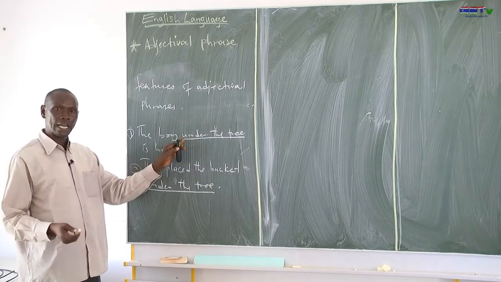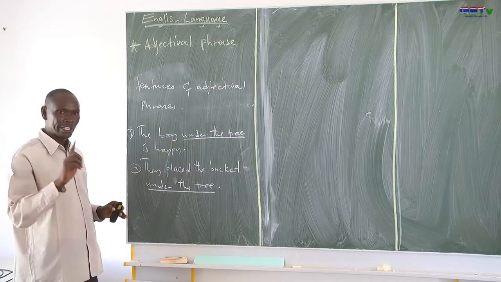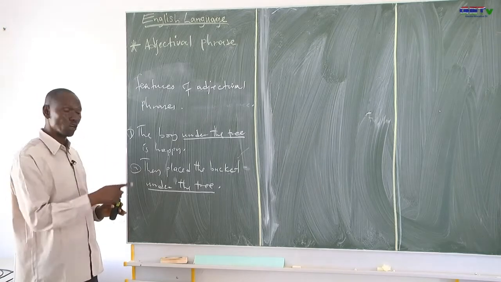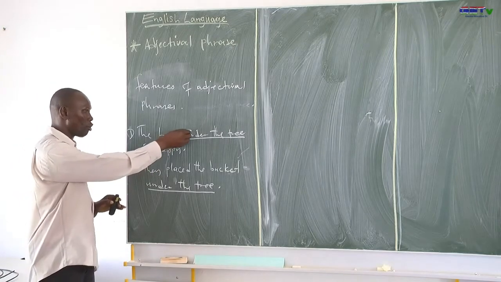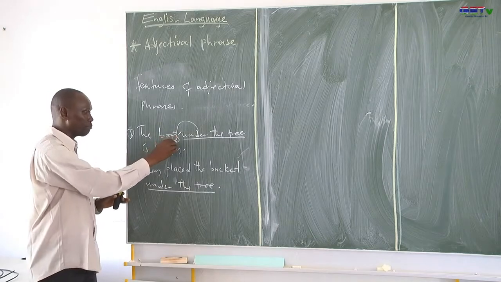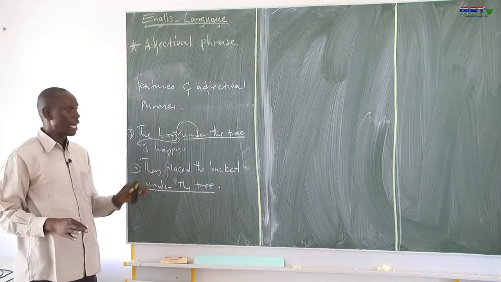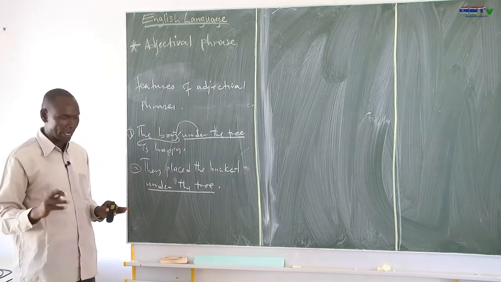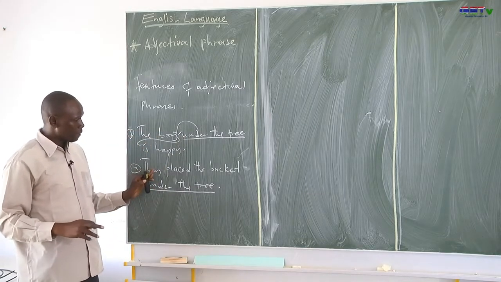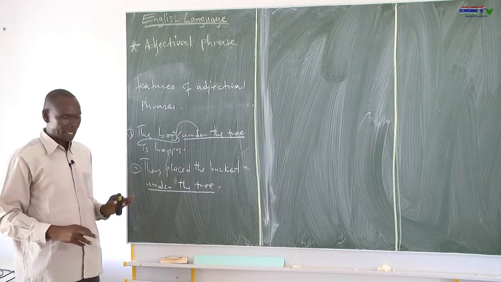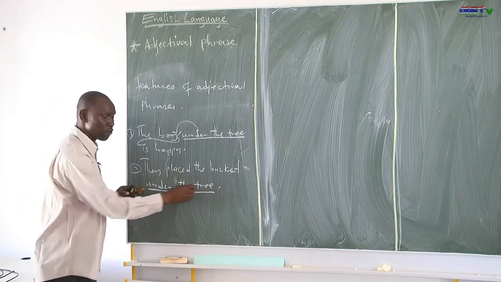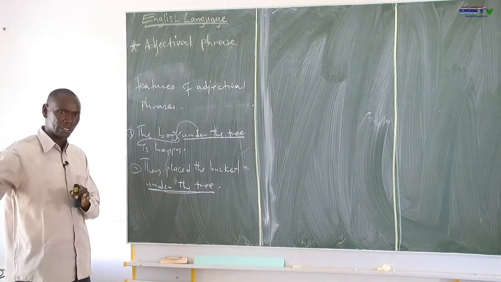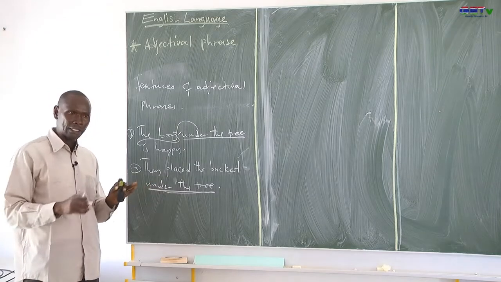Now, by looking at this one, the boy under the tree is happy, this "under the tree" is acting as a qualifier, and what it does here is give us additional information about the noun boy. You can just say the boy is happy, it makes sense. Now, "under the tree" is giving us more information about the noun boy. When you come to 2, they placed the bucket under the tree, this "under the tree" functionally is indicating place, so it plays the role of an adverb.